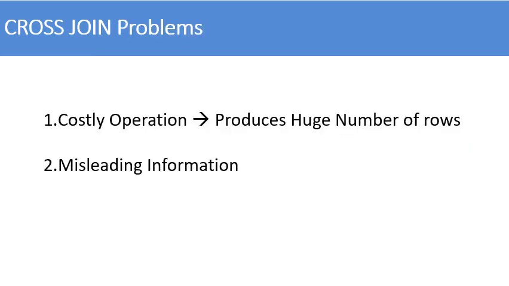Cross join is rarely used in real-life scenarios. It is known as a costly operation because it produces a huge number of rows. If each of the tables involved in the operation contains 1000 rows, then the output will contain 1 million rows. The second problem is that most of the rows in the output are misleading or misinformation. These are not useful. Let us examine the output.